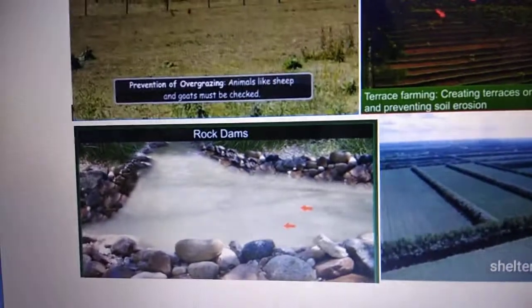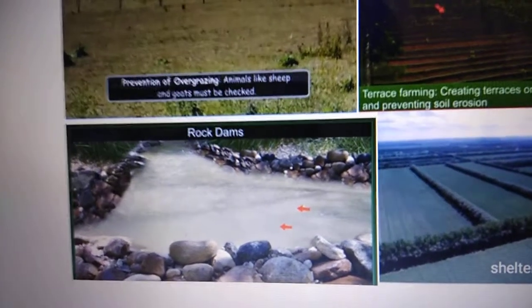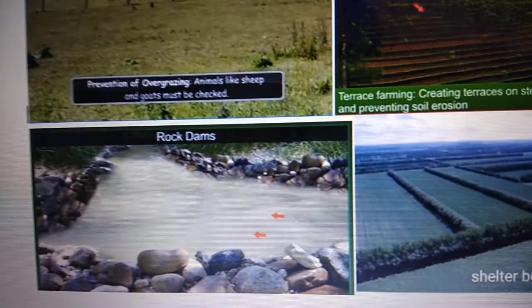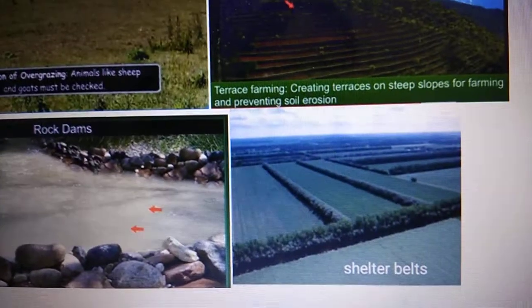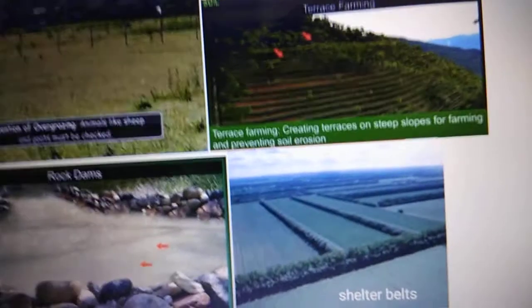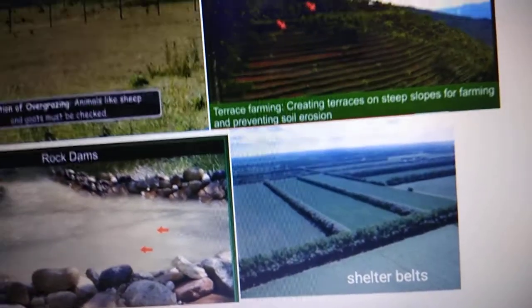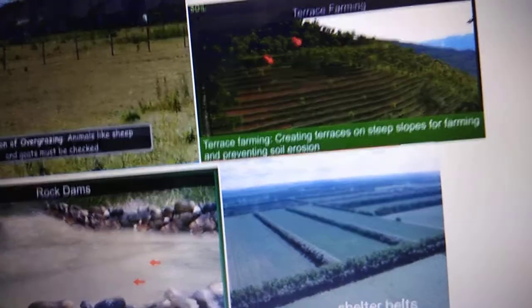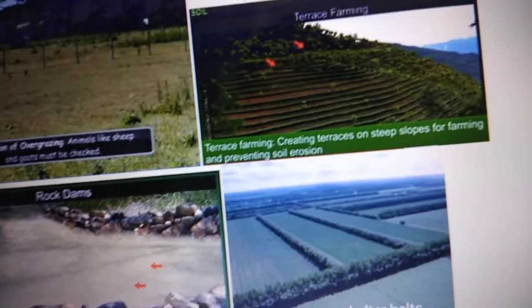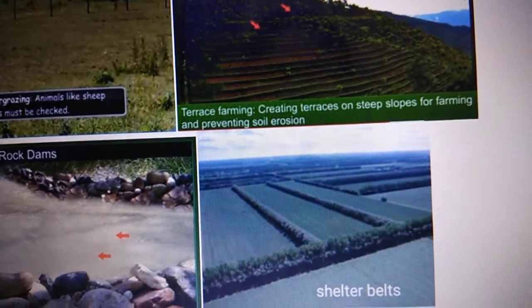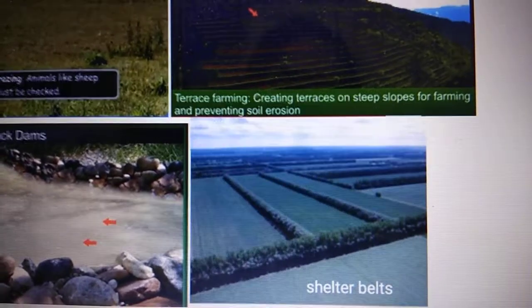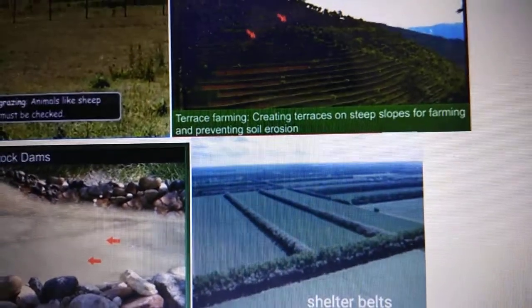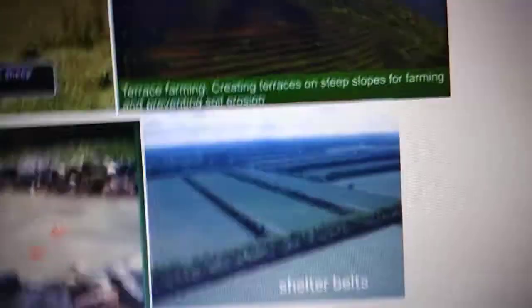Okay, the next one is called rock dams. Now what happens here? Rocks are piled up. You can see the pile of rocks there, and so this slows down the flow of water, thus preventing soil erosion. And the next one you see is the shelter belts. Now what happens in shelter belts? Rows of trees are planted, especially in coastal and dry regions, to check the wind movement. Once the wind blows very strongly there, to prevent the wind from carrying away the soil, they plant a row of trees, and this checks soil erosion.